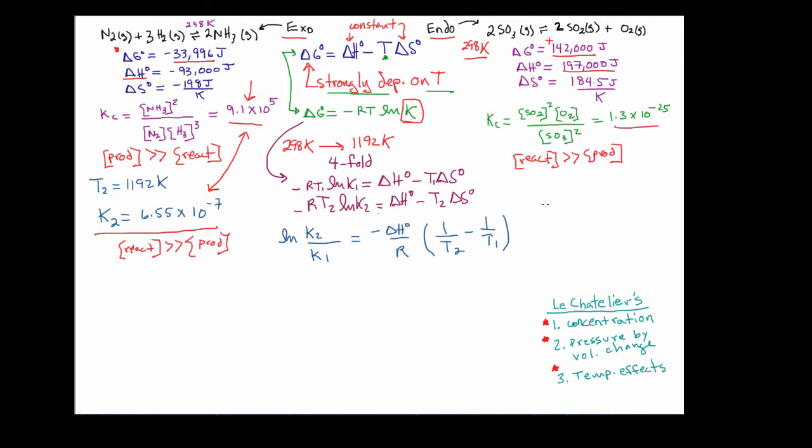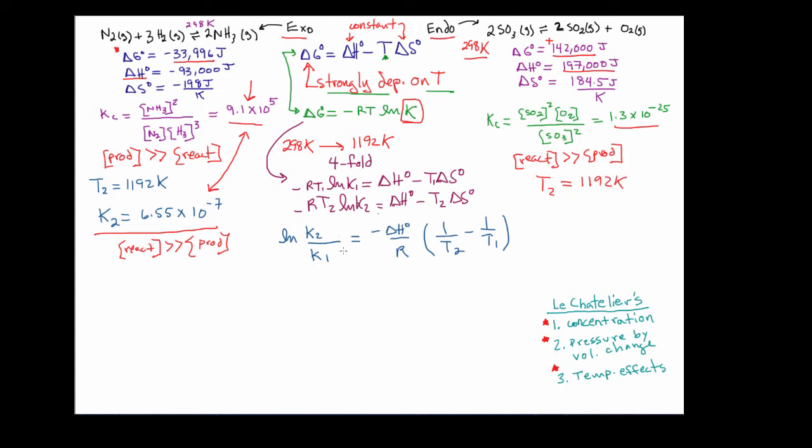Now switching to the other side, I want to do the same thing for this reaction. We're going to do a fourfold increase in temperature, and this is an endothermic reaction. And what I said in the videos where we dealt with temperature changes for an endothermic reaction is you actually want to heat that reaction. So let's see what happens when we take our temperature to 1192 Kelvin.